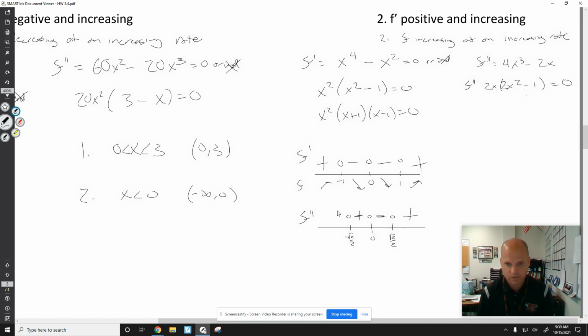Cool. So this is a negative. So that's telling me when f prime is decreasing or increasing. That's telling me when f is concave down, concave up.